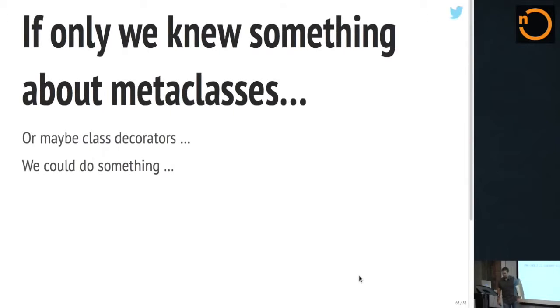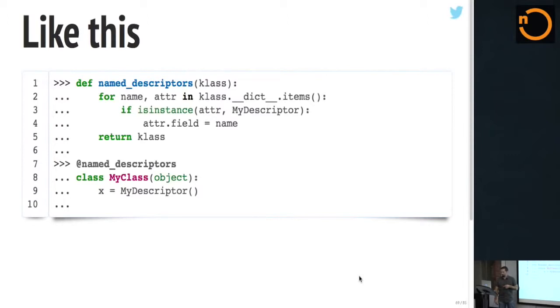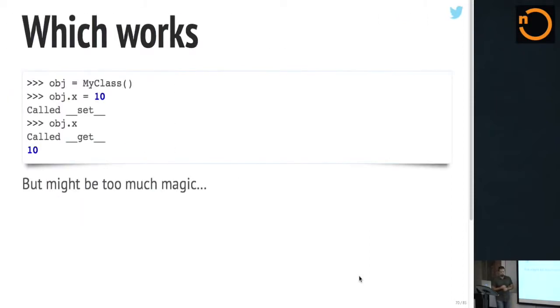If only I knew something about metaclasses, which I totally don't, or class decorators, you could do something magical to make the pain go away. Like this. You can attach a decorator to a class. It's always easier for me to write than metaclasses, but not quite as powerful. And this decorator says, give me a class, I'll loop over all the attributes of the class, and I get the name and I get the thing. If the thing is a descriptor, then let's go ahead and tell the descriptor the name that it's being stored under. So that prevents my little bit of code duplication, just at the expense of a little bit of magic. It might be too much magic. It does work, it's nice, but I don't know. Your tolerance for magic may vary.